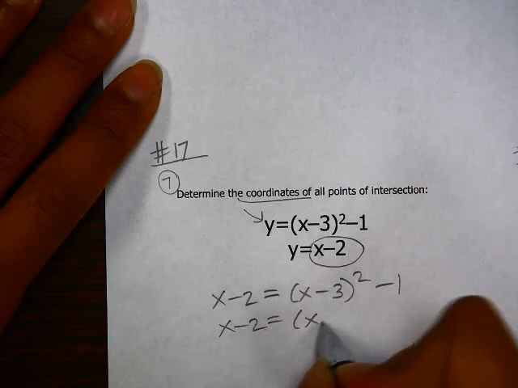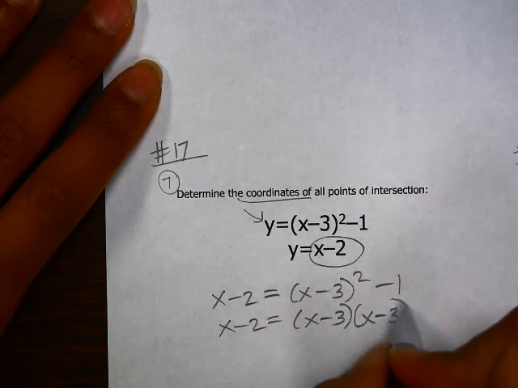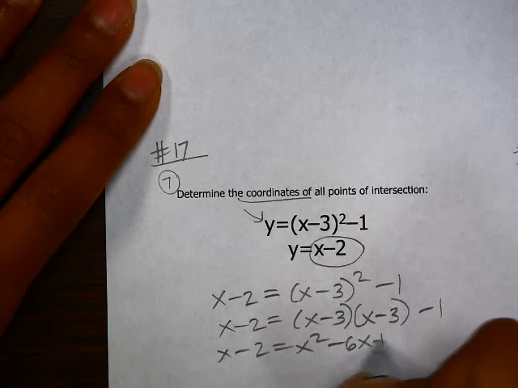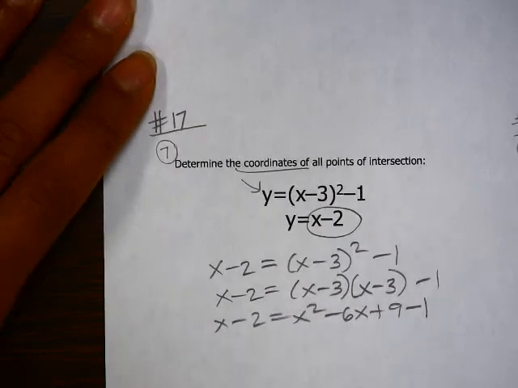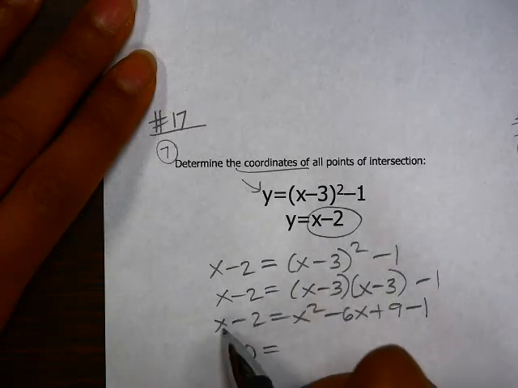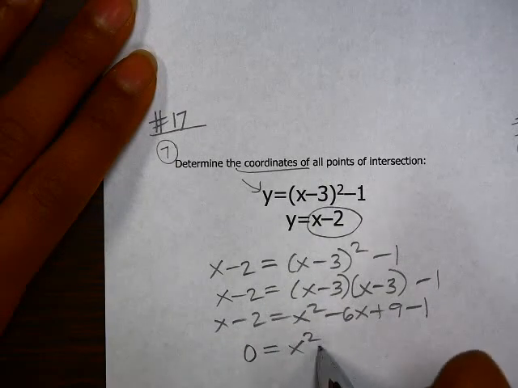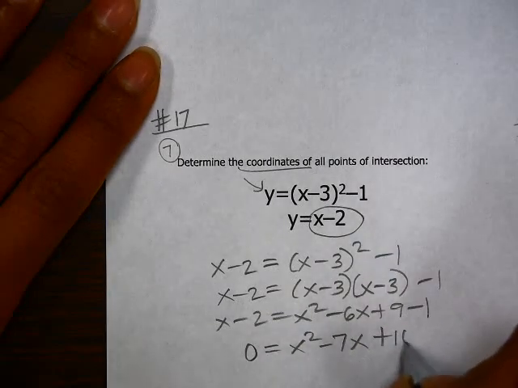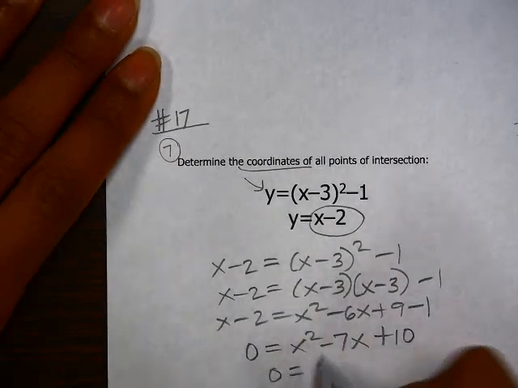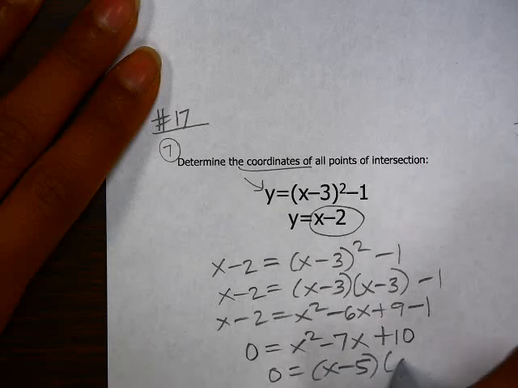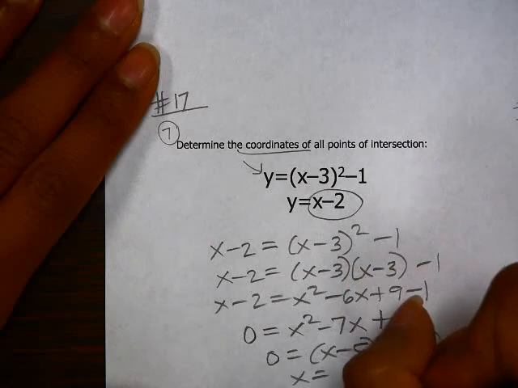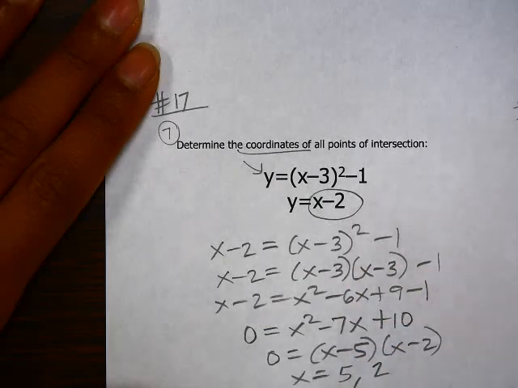And I'm going to go ahead and multiply x minus 3 times x minus 3 out, which gives us x squared minus 6x plus 9. So combining like terms, I'm going to move these over to this side. X squared minus 7x, this is 8 plus 2 is 10. Factoring this would give us x minus 5 times x minus 2. So my x values of intersection are at +5 and +2.